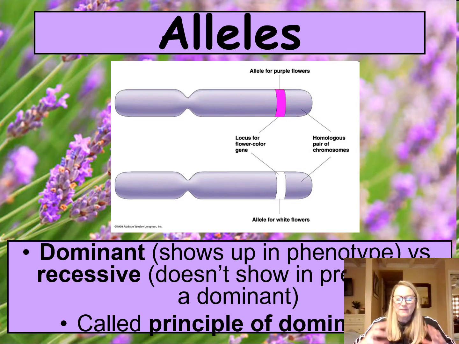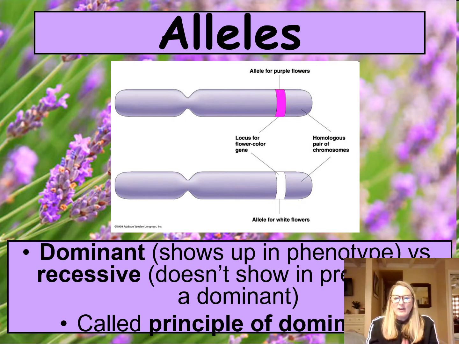Now, these different versions that we call alleles, they can take on one of 2 characteristics. Number 1, they can be dominant, or 2, they can be recessive. If you inherit a dominant allele from one of your parents, that allele will be expressed in your physical appearance. And we call that your phenotype. That's how I remember it. Phenotype is your physical characteristics.